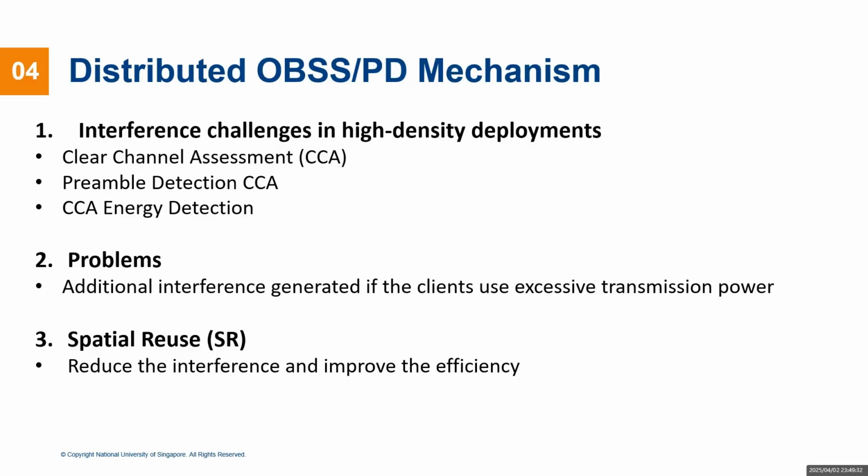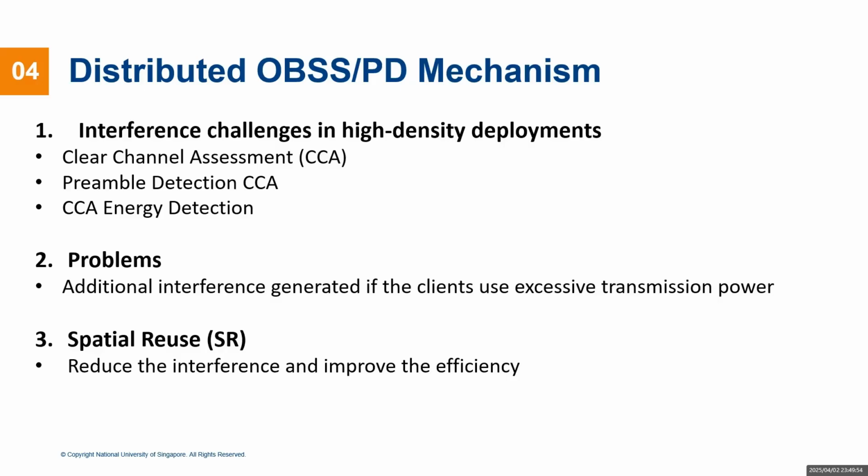The first one is preamble detection CCA. It identifies the boundaries of a message and estimates the signal strength. The standard threshold set in the protocol is -82 dBm. The second one is energy detection CCA, and its threshold is -62 dBm.